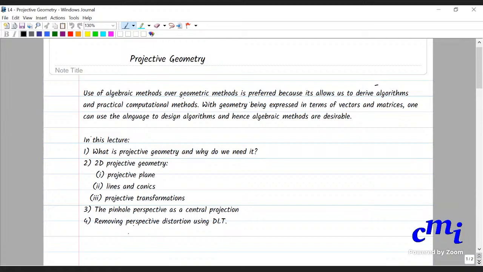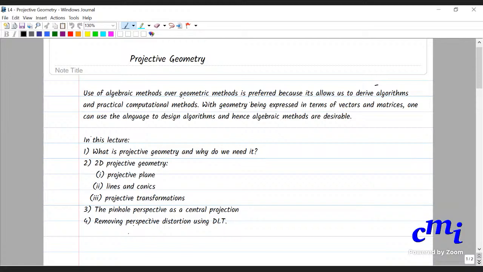So now we will take our geometric pinhole perspective picture and try to write it down in terms of a projective transformation with coordinates and everything. And then in the fourth part, we will see how we can remove perspective distortion, once we have everything in this coordinate form, how perspective distortion can be dealt with. So this is the agenda for today. Maybe I will be able to cover only till 3, but we'll see.